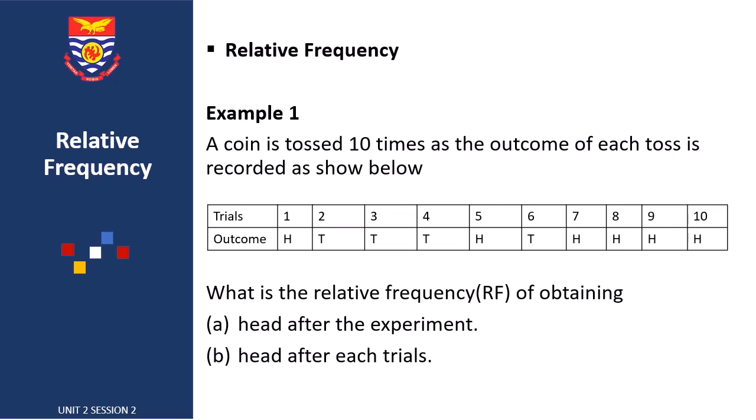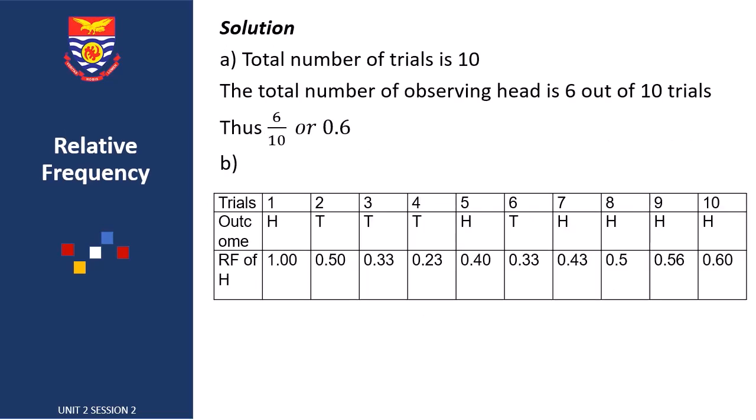We're going to look at the relative frequency for the head at the end of the experiment, and we're going to look at the relative frequency for each experimental trial. Now the total number of trials we have is 10 tosses. From our table, the number of times we observe head is 6 out of the 10 trials. Thus the relative frequency will be 6 out of 10, or 0.6. Just straightforward and easy.